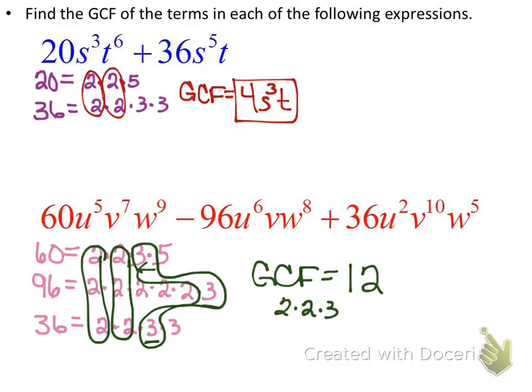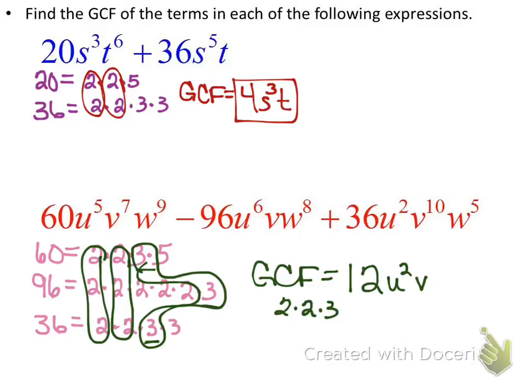So now we're going to look at our variables. Kijan, what's the u with the smallest exponent? U squared. V. Do they all share a v? Yeah. Smallest exponent? Look up there again. Compare each term. You have v to the 7th.